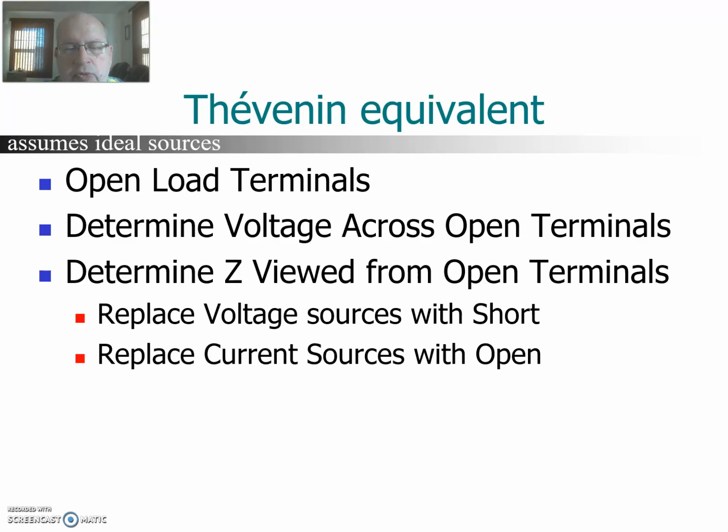If it's a voltage source, replace it with a short. If it's a current source, replace it with an open. That assumes that you're dealing with ideal sources. So I think this will make a bit more sense when we look at a concrete example.